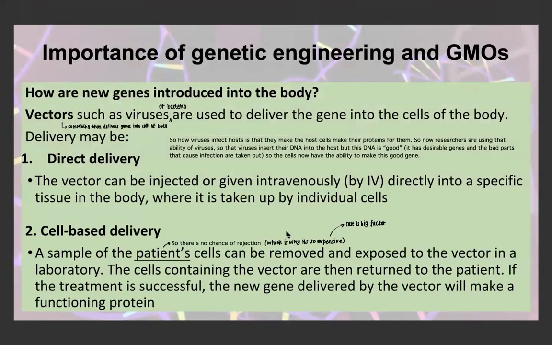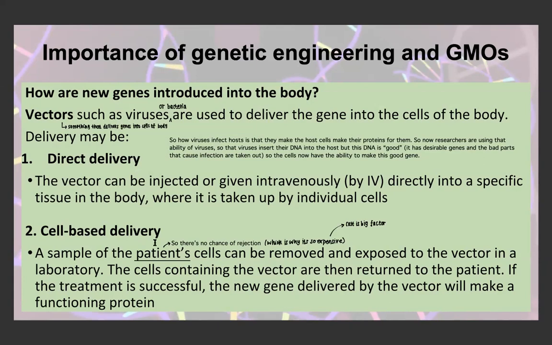How are new genes introduced into the body? Well, we know that they're introduced usually through things such as vectors, which are usually viruses or bacteria. They deliver the genes to the cells of the body. Usually, the two ways of delivery are direct delivery and cell-based delivery. Direct delivery is where the vector is injected or given by an IV directly into a specific tissue in the body, where it's taken up by the individual cells of this tissue.